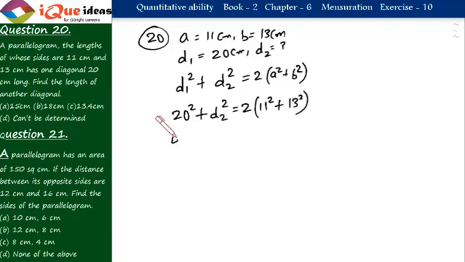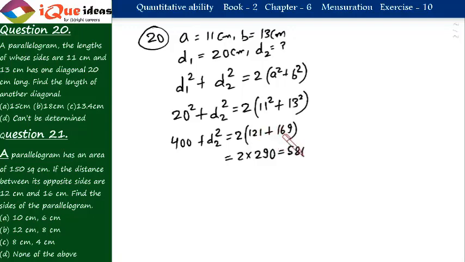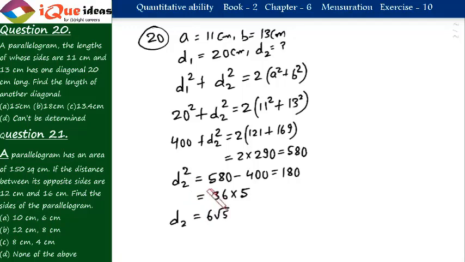Put the values. 400 plus d2 square is equal to 2 into 121 plus 169. Now 169 plus 121 would be 160 plus 120 is 280, plus 10 is 290, into 2. So 290 into 2 would be equal to 580. Alright, so that means d2 square is equal to 580 minus 400, and this is 180. Now 180 is equal to 36 into 5, so that means d2 is equal to 6 root 5 centimeter.